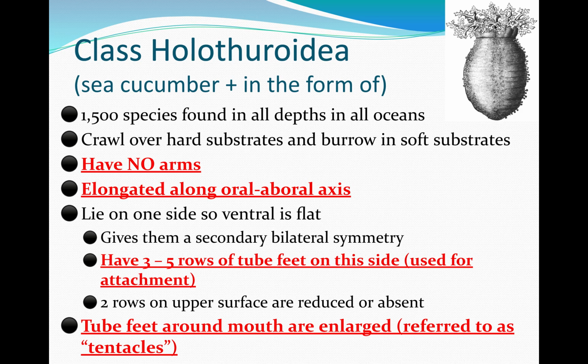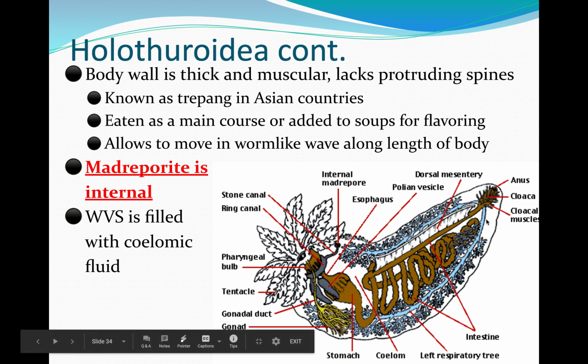Okay. And these are modified tube feet that we refer to as tentacles. Again, this is an animal we are dissecting in class 2. So we're going to dissect lots of different types of echinoderms. Let me just show you another picture. That's the internal structure of a sea cucumber that we will be dissecting.